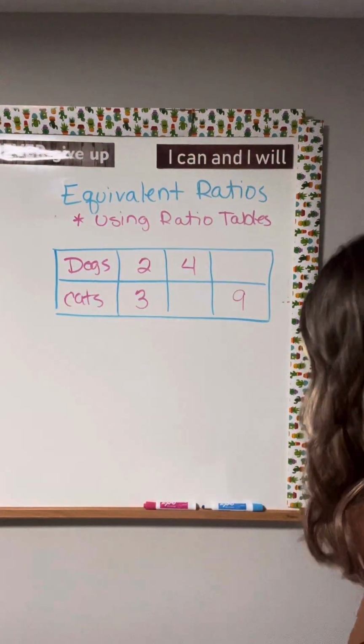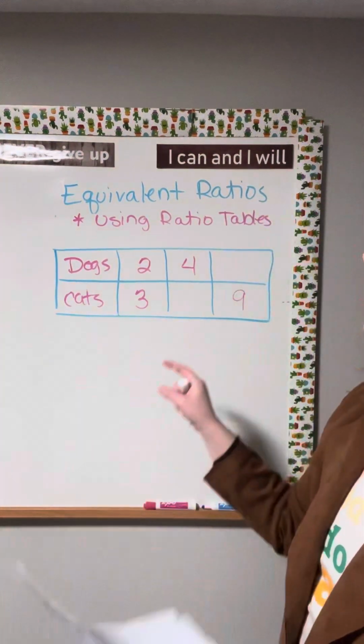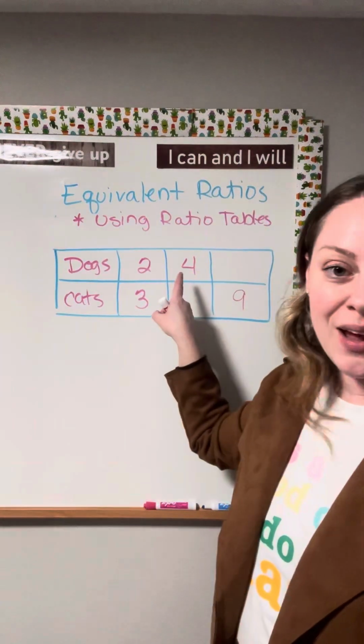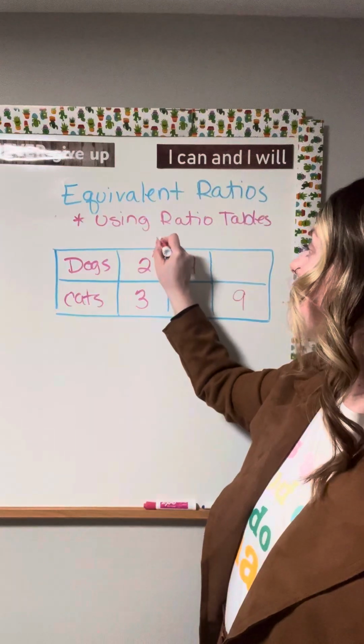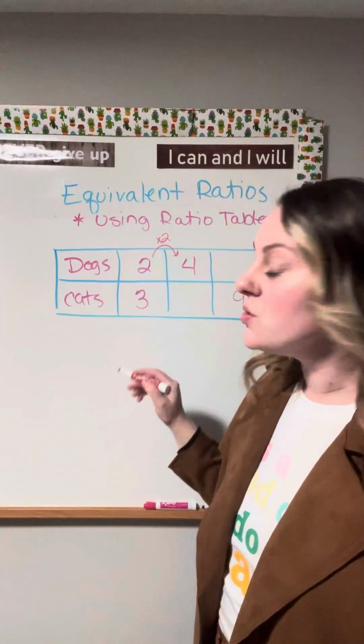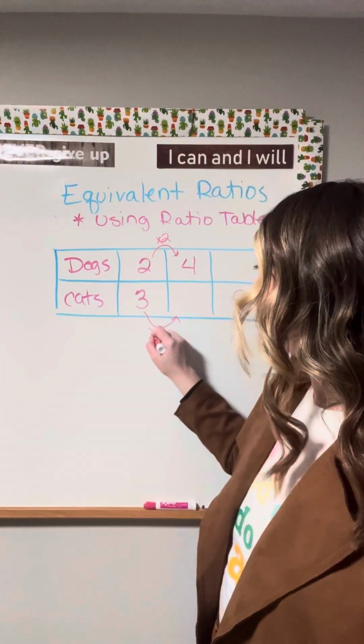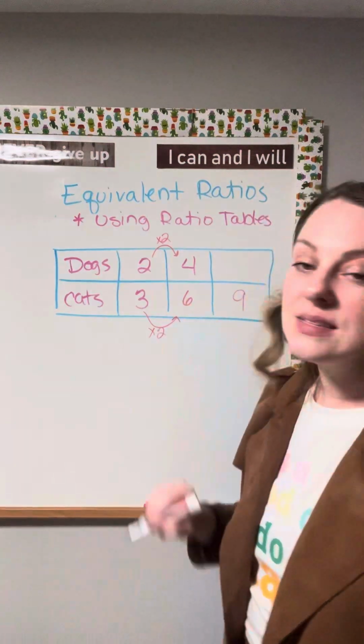So here we go. I look for relationships. I know that I can go from 2 to 4, right? How do you go from 2 to 4? Times 2. What I do to the top, I do to the bottom. So 3 times 2 is 6.